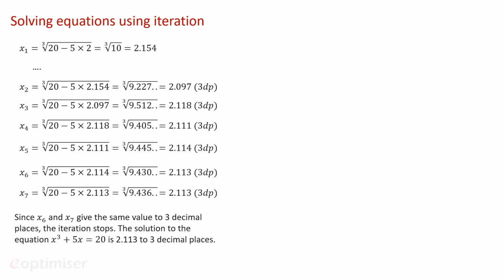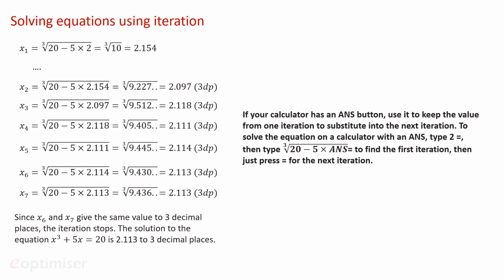So here x6 and x7 are going to have a similar value, to 3 decimal places, they are equal. So we have to say that the solution of x cubed plus 5x is equal to 20 is 2.113 to 3 decimal places. Okay. If you want to use a calculator, you can use it, but you have to use the ANS function to remember the previous value, and you can substitute to calculate this one.